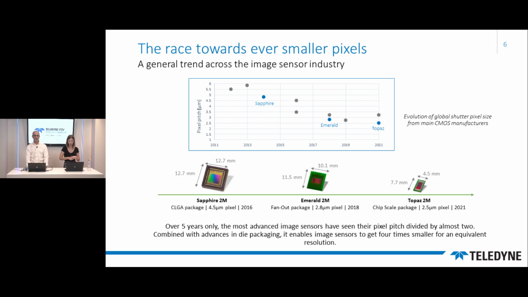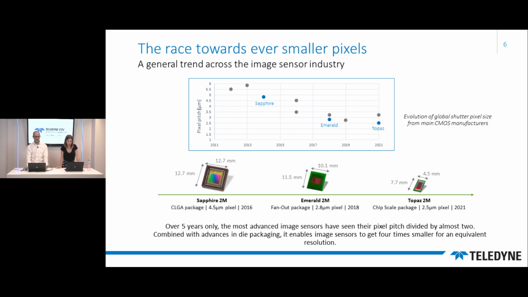So smaller pixel, what does it mean? It means smaller die for equivalent resolution and on-chip functions. Smaller dies also mean access to more compact and more advanced packaging technologies, which enables to drastically reduce the size of the image sensor as well.